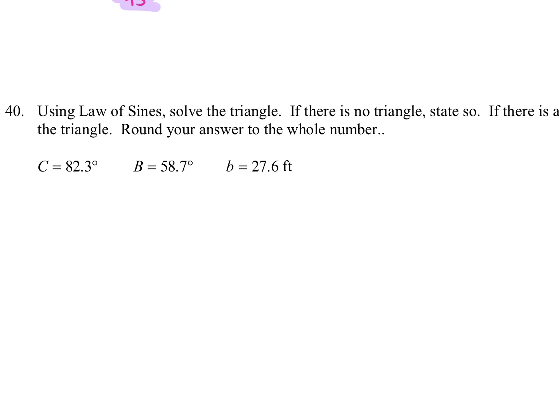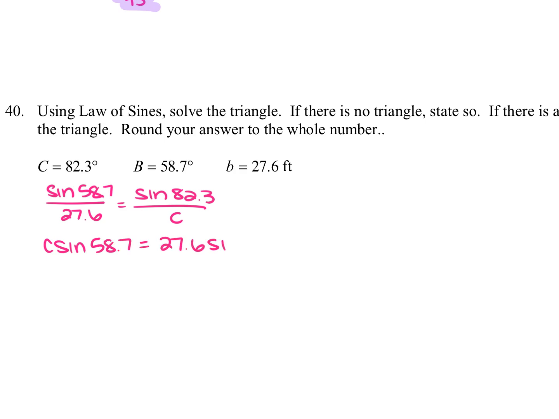So this is going to leave us with the sine of 58.7 over 27.6 is equal to the sine of 82.3 over C. We cross multiply to get C times the sine of 58.7 is equal to 27.6 times the sine of 82.3. From here, we're dividing each side by the sine of 58.7. Use your calculator for this, and you get that side C is 32.